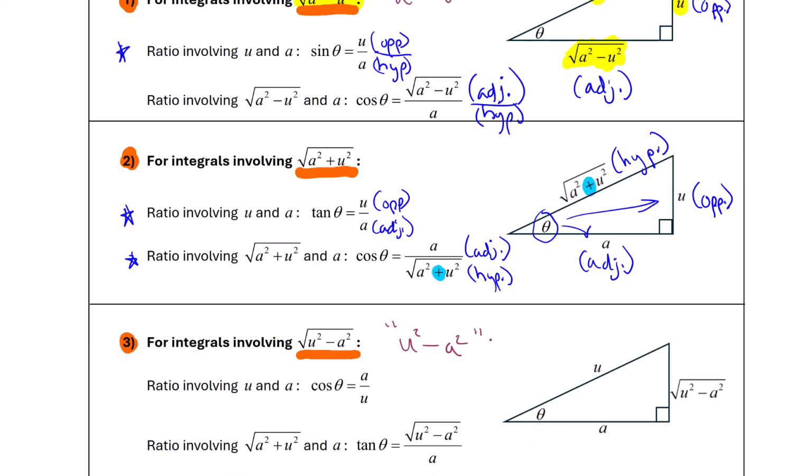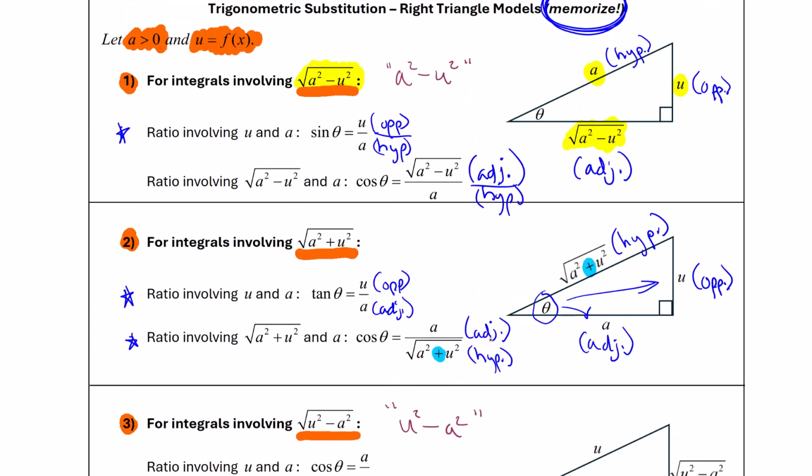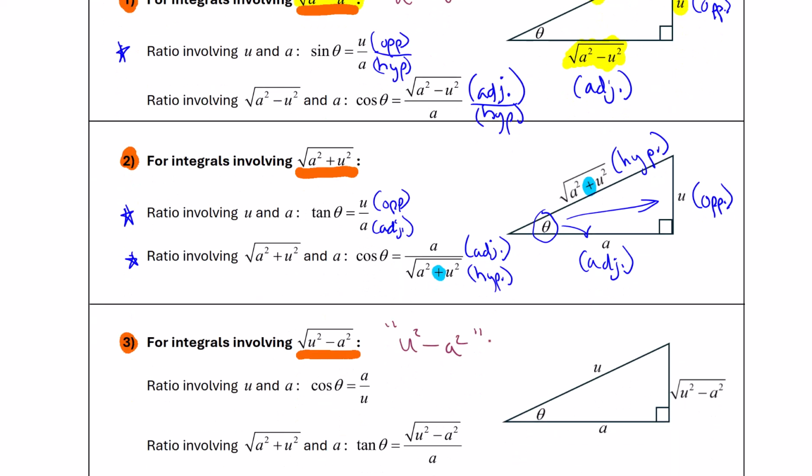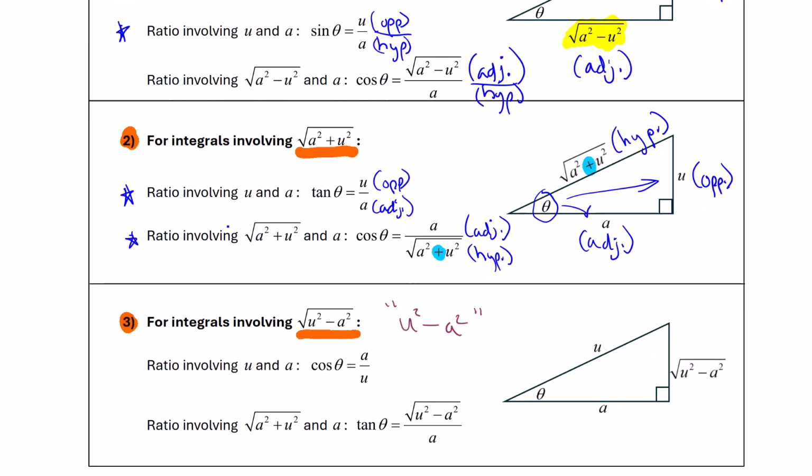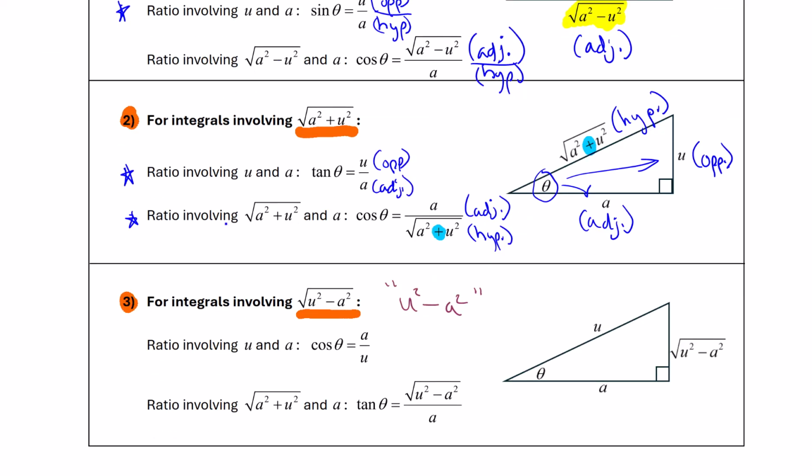Subtraction's not commutative. So u squared minus a squared is now what's underneath our root in this third model, as opposed to a squared minus u squared in the first. That will be a distinguishing mark, as you'll see with the examples, for us to tell which model we're going to use. Now, you still have to understand what the model is, how the triangle is labeled, so you know how to use the model. But I'm just pointing out these little tips to help hopefully distinguish and memorize them.